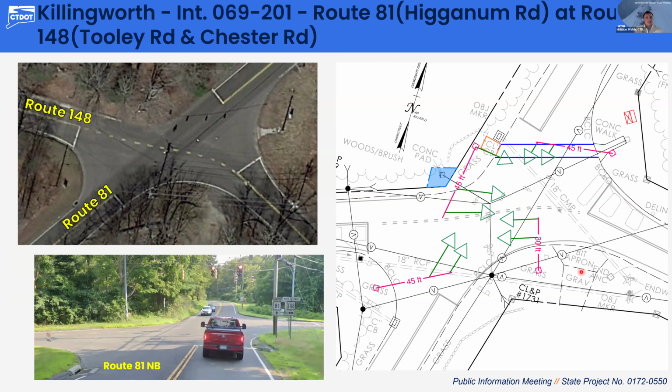So the next intersection in this project is in Killingworth, intersection 69-201. It's Route 81 at Route 148. At this location, we're proposing 4 mast arm foundations. One's going to be on each corner. They're going to serve one approach each.